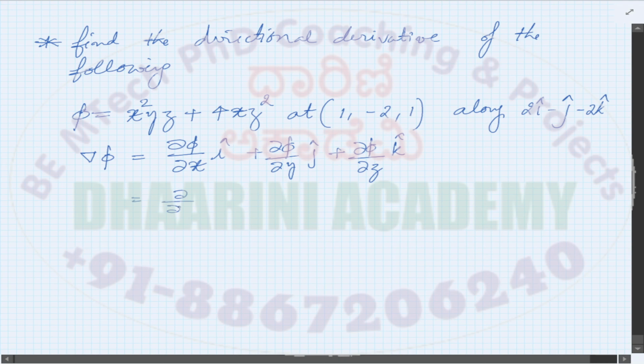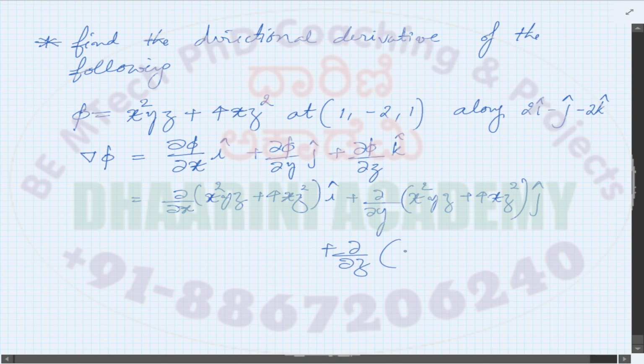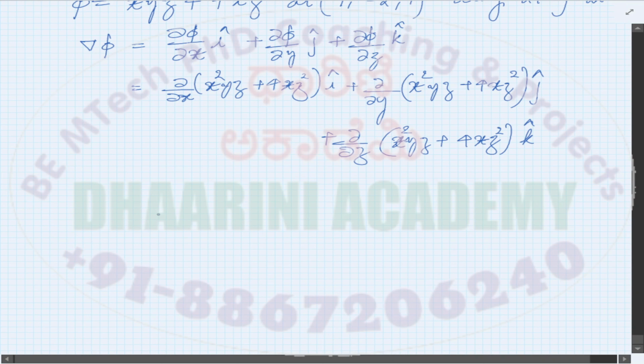So dou by dou x of phi, which is x squared yz plus 4xz squared, into i cap, plus dou by dou y of x squared yz plus 4xz squared times j cap, plus dou by dou z of x squared yz plus 4xz squared times k cap. Okay, so we have this now.